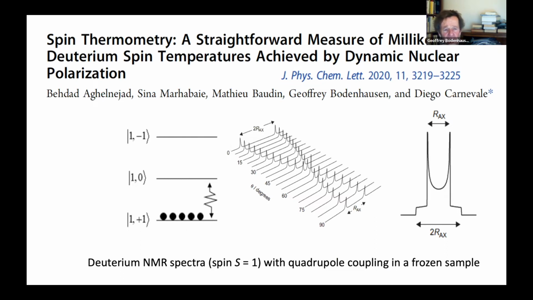And in a frozen glass, you have all sorts of orientations. And it turns out that you have a distribution of quadrupolar splitting from positive to negative. And when you add them all up, weighted by their probability, then you get a typical powder pattern, which is known as a Pake pattern. Now, normally at high temperature, at room temperature, the Pake pattern is strictly symmetrical. But if you go to very low temperatures, only the bottom state is populated, or at least to a first approximation.